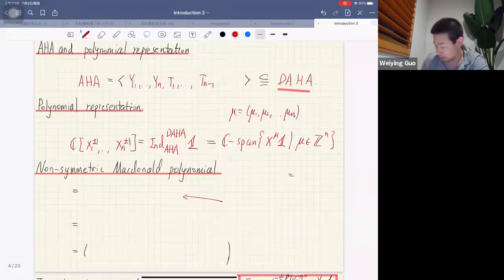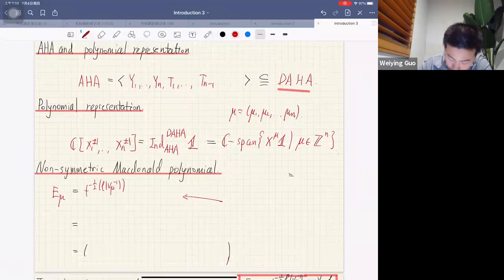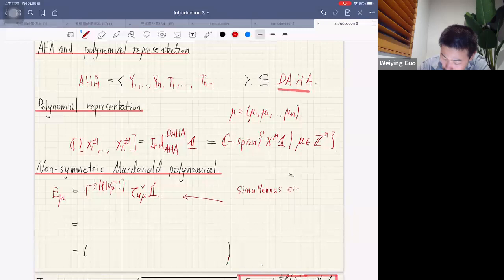Now we are ready to define what non-symmetric Macdonald polynomials are. We can write them in terms of T to the minus half length of v_mu inverse times tau_{u_mu} check, with the intertwiner acting on the trivial representation. And by definition, they are simultaneous eigenvectors of y1 to yn on the polynomial representation.